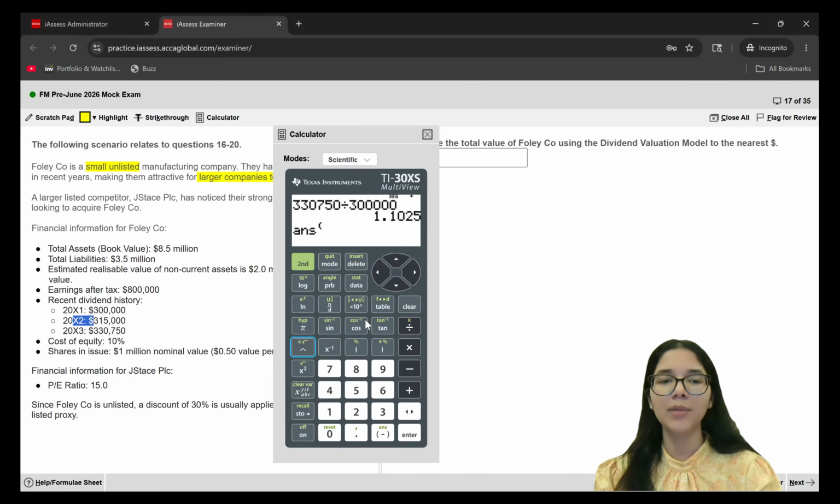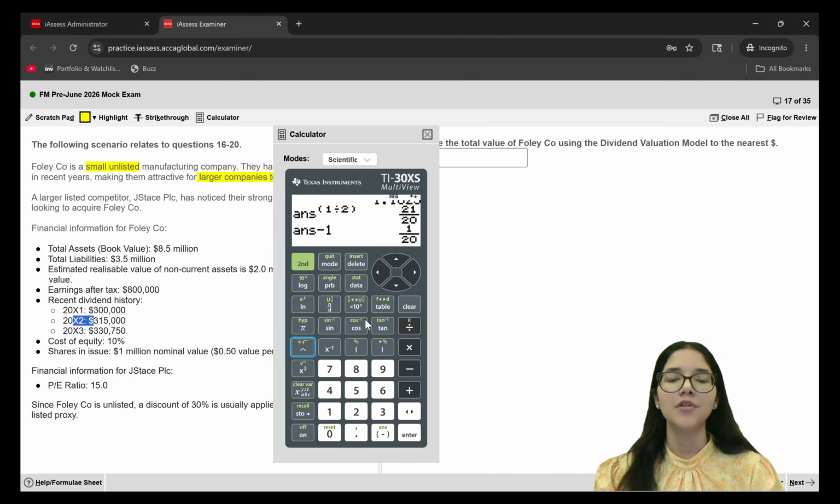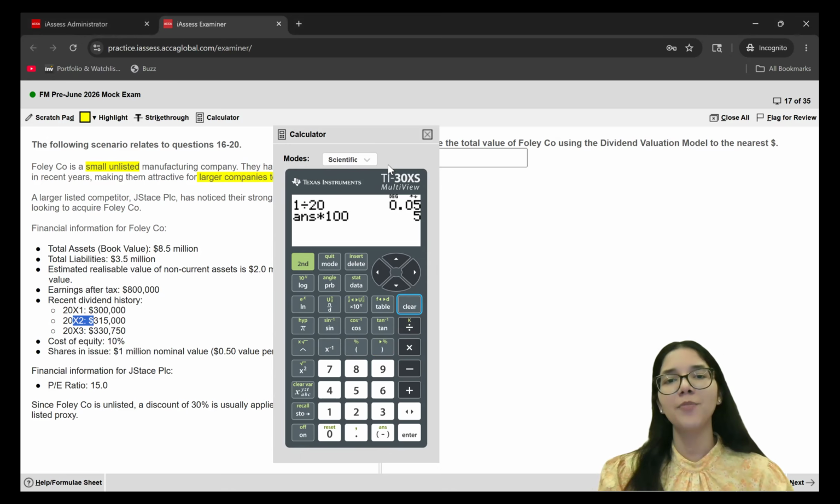So I will raise it to the power of 1 by 2. And then from this figure, I am going to subtract 1. So that is going to tell me how much my growth rate is. It's showing me that it is 1 by 20. If you calculate 1 by 20, this is roughly a 5% growth rate that the company is having.